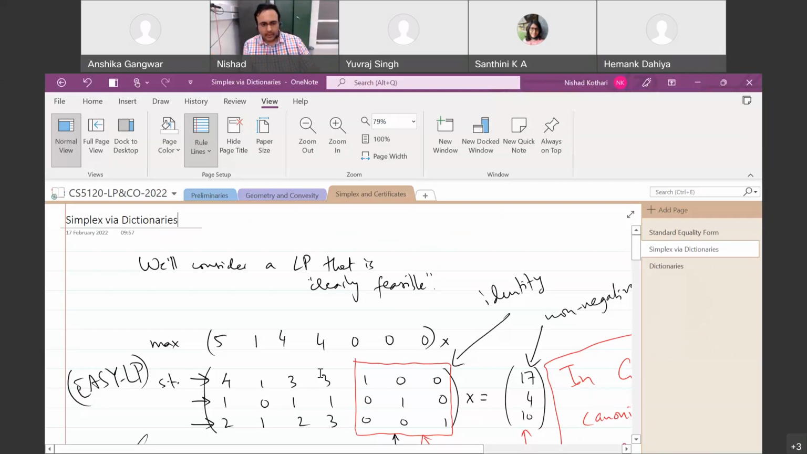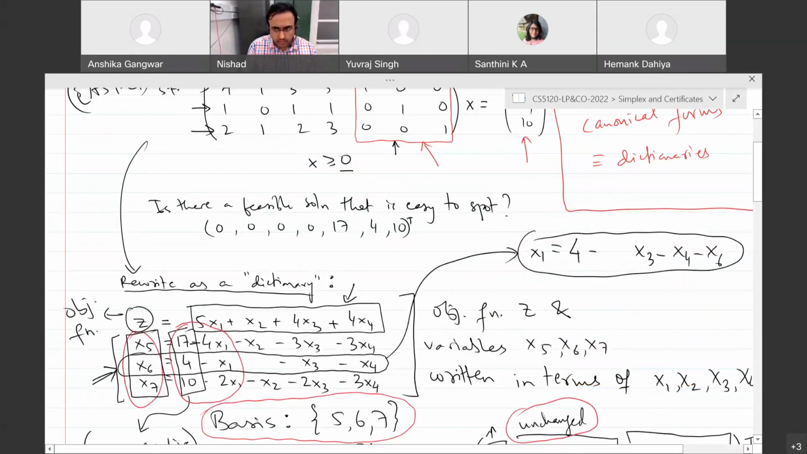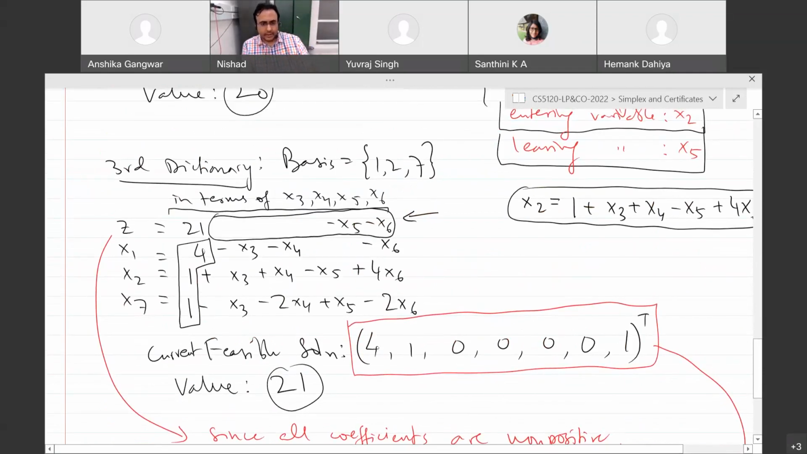Right. So what we did is we took an LP, which was in standard equality form, and it had some other nice properties. You had this identity matrix, and you had a non-negative right-hand side, 17, 4, 10. And we solved this LP using the simplex method. In particular, we found an optimal solution in this case. In the last dictionary, you can see that the objective function is 21 minus x5 minus x6, which is equal to the original objective function because we have just done simple row operations, right?